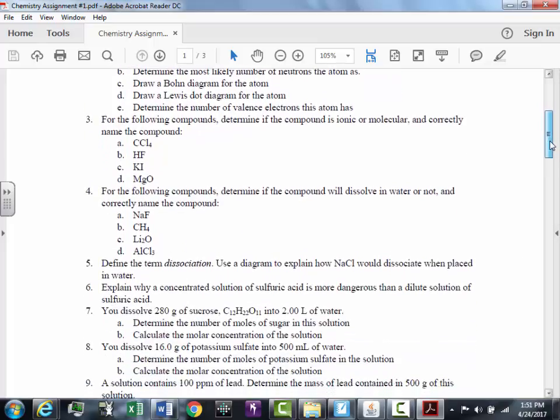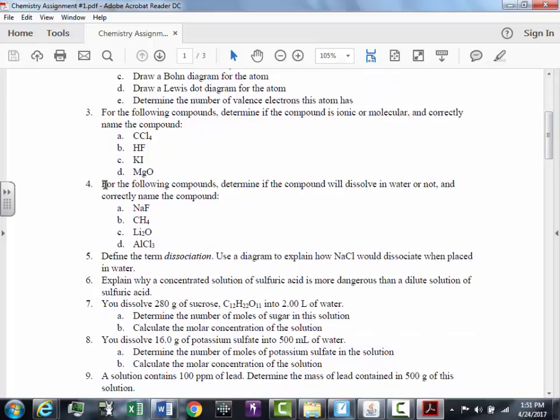Okay, let me do one more thing here. I'm going to skip down a little bit. Number 4. For the following compounds, I want to try to figure out whether it will dissolve in water or not, and name the compound. What is it going to take for it to dissolve in water? It needs to be... what type of compounds dissolve in water that are electrolytes? Ionic. Yes, ionic. Yeah, that's basically it. If it's an ionic compound, it dissolves in water.